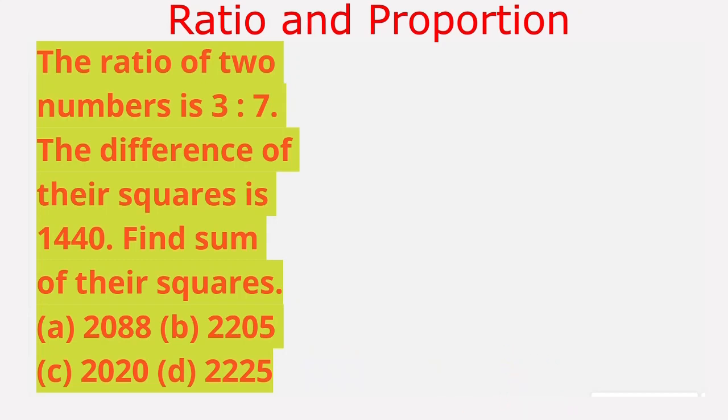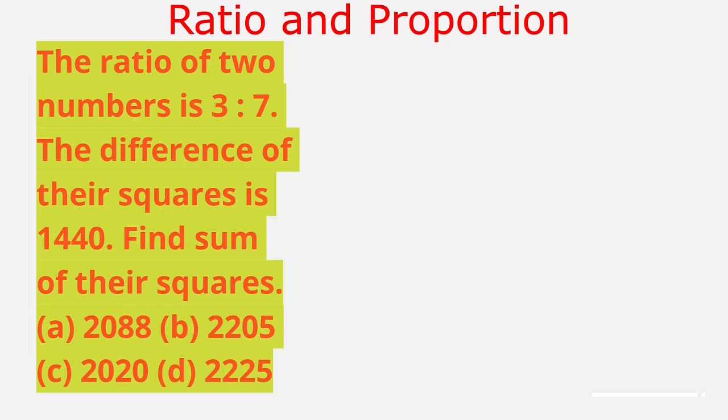Now the numbers are in the ratio 3 to 7. So the square of 3 is 9 and the square of 7 is 49, and the sum of their squares is 58. So from the given options, the number which is divisible by 58 must be our answer.